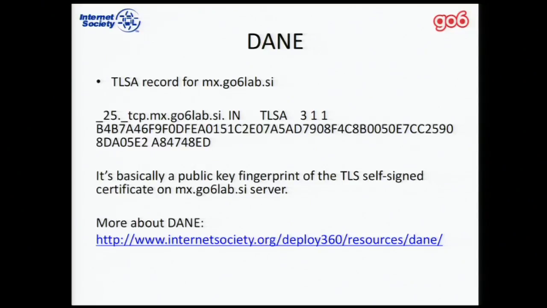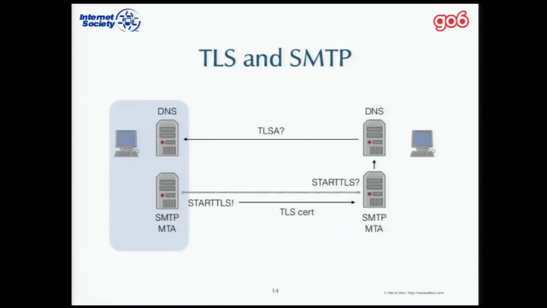underscore 25. That's a port. That's a protocol. That's a host, and then this is selector. Basically, that means some stuff. You can read more about DANE here, what this means. So this is basically a hash or a public key fingerprint of the certificate, or what is it, and how to handle it. And this is basically the fingerprint of the TLS self-signed certificate that is on my mail server. Okay. So in brief, how does the whole thing work?